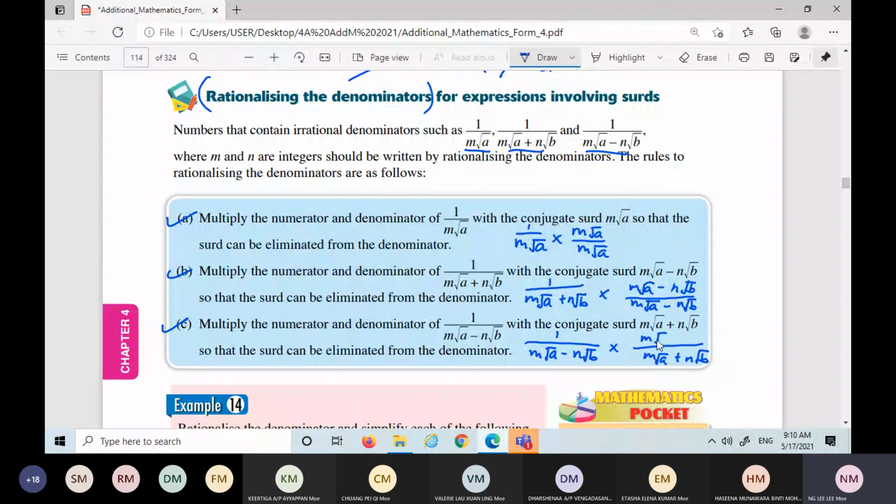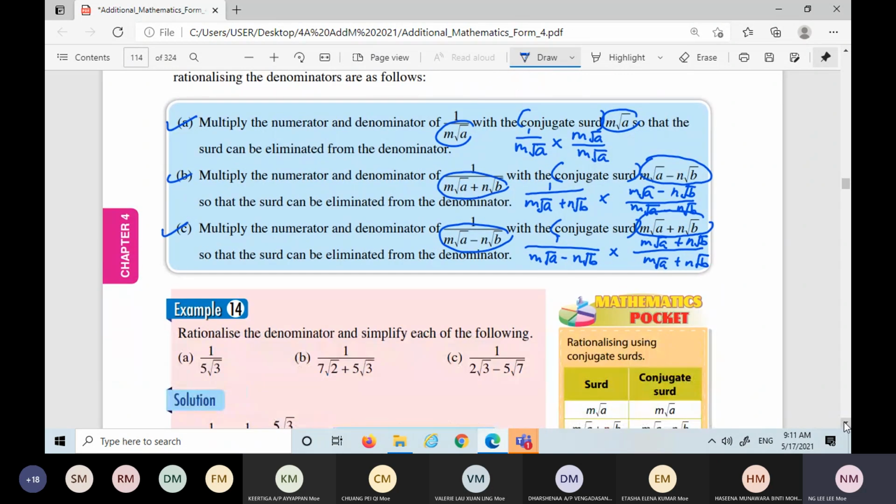Later we will see some examples of why you do like that. You will see the denominator will become a normal surd. All of these that we multiply by, we call the conjugate surd. The conjugate surd for this is this, the conjugate surd for this is this, and the conjugate surd for this is this. This is the meaning of conjugate surd.